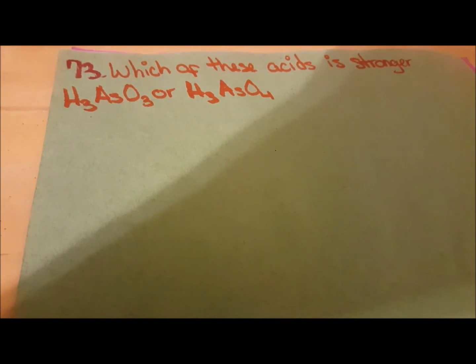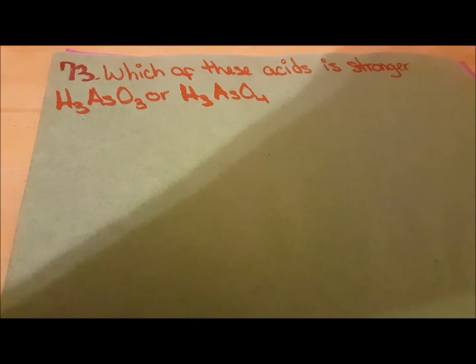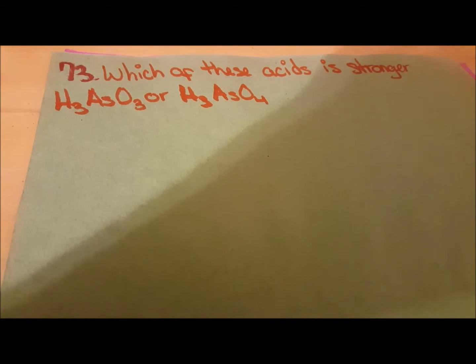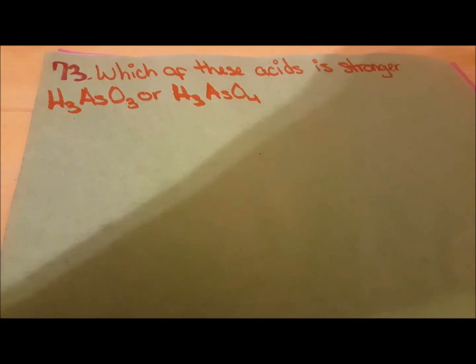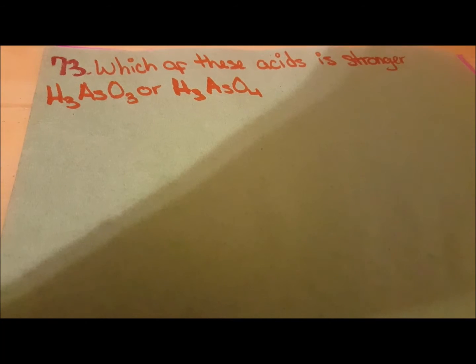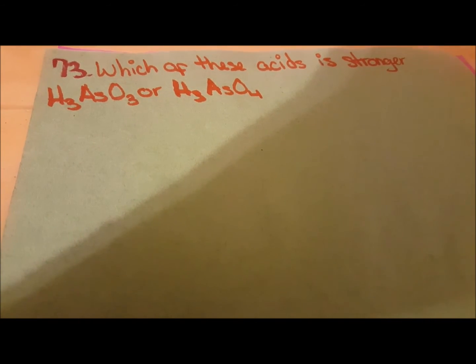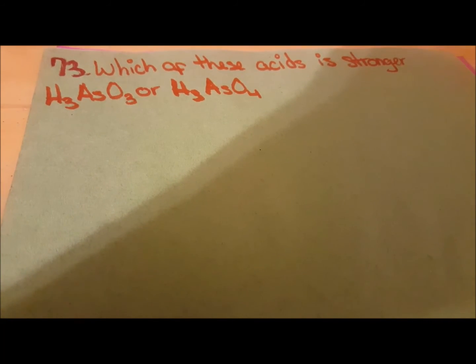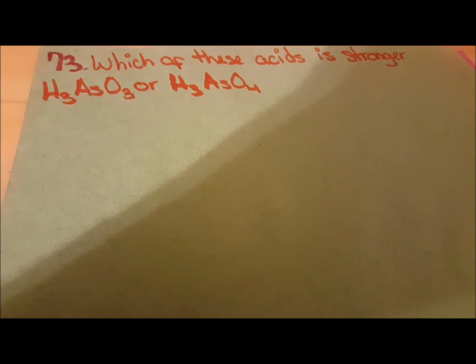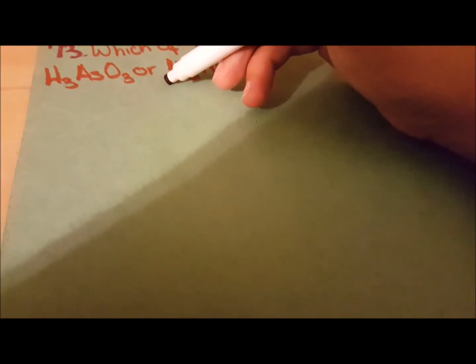The extra oxygen atoms draw away electron density due to their electronegativity, making surrounding atoms more positive, which makes it easier for them to release protons. Because of that, H3AsO4 is the stronger acid.